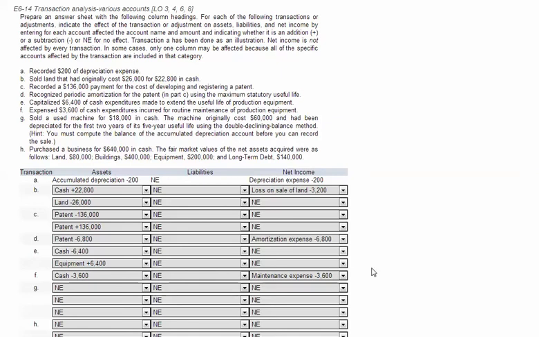Then we need to recalculate that book value, which is cost minus accumulated depreciation. So the cost of $60,000 minus the $24,000 in accumulated depreciation would be a year 2 book value of $36,000.